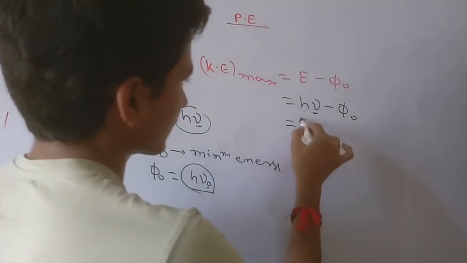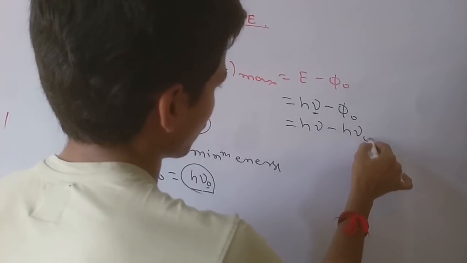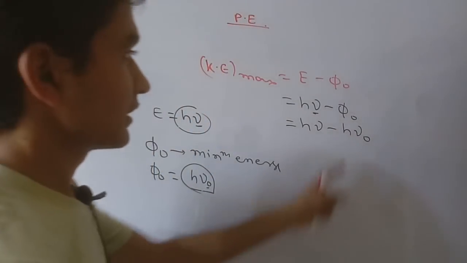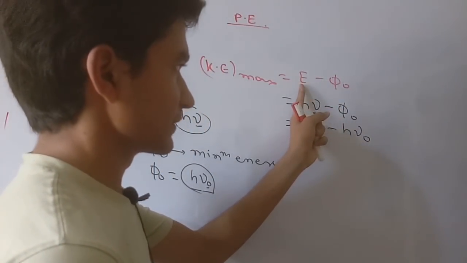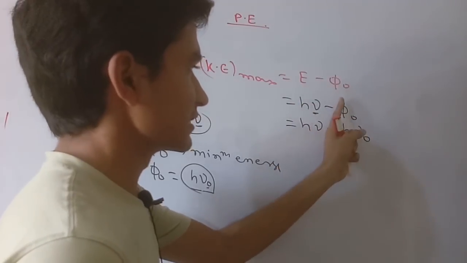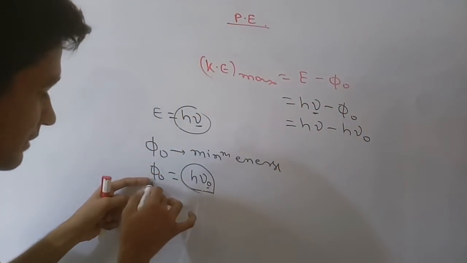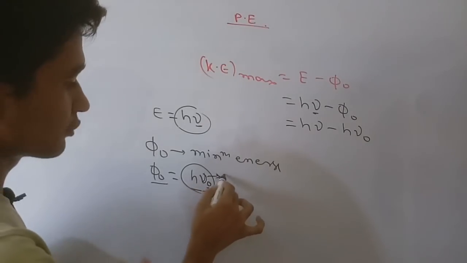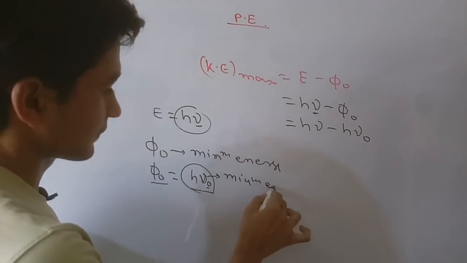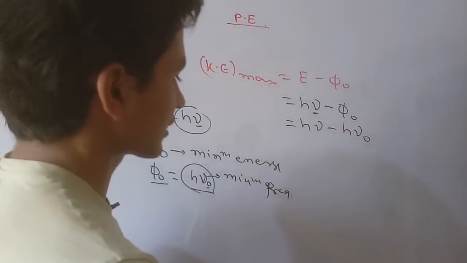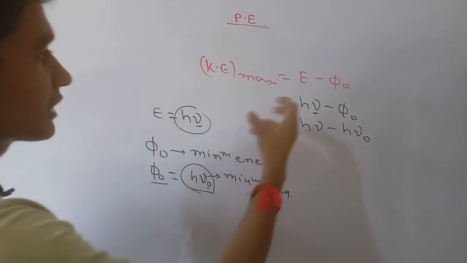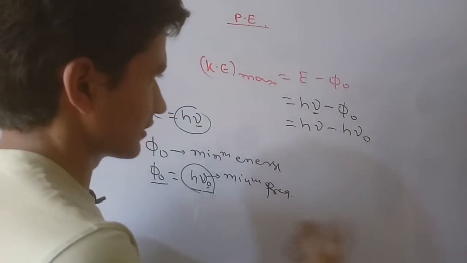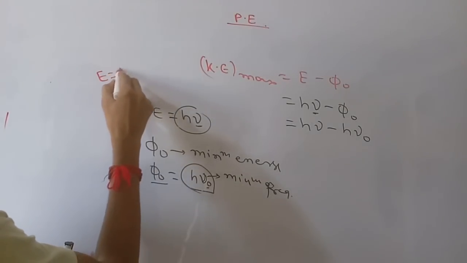So h nu minus h nu naught. Again I am telling, this is also energy, this is also energy. This energy is the minimum energy, so I have put this frequency as your minimum frequency, the minimum frequency to excite an electron, because when we are talking about energy, we are talking about frequency, because energy is equal to h nu.